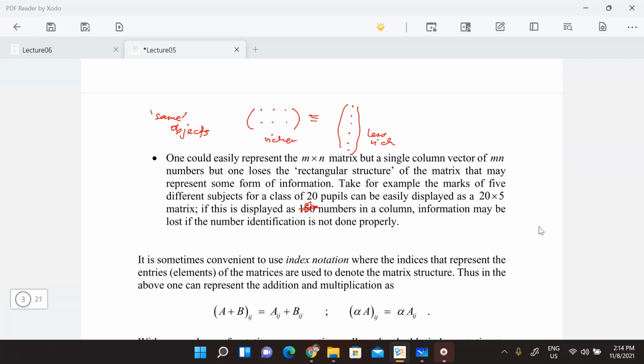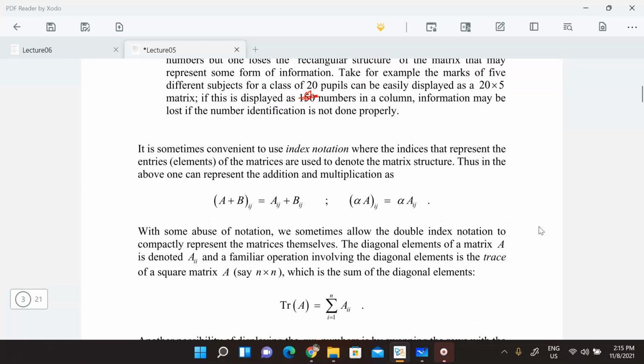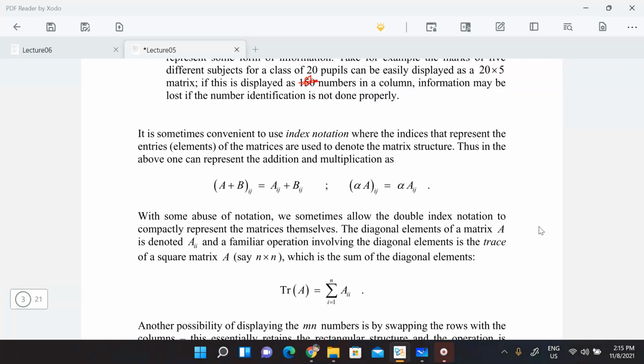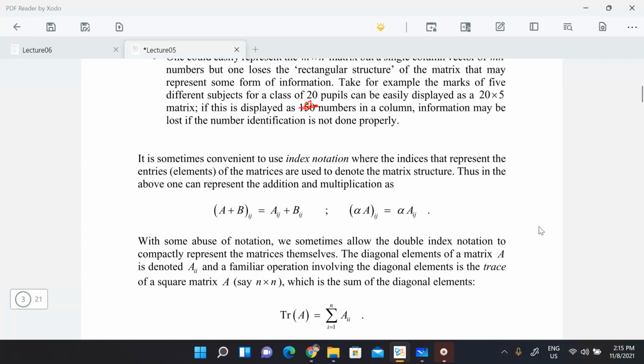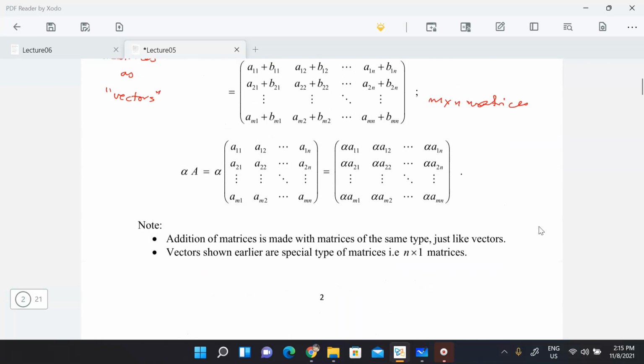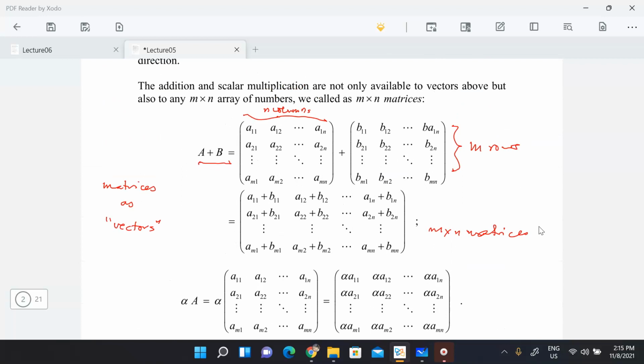The other thing one could try to do with matrices is to introduce the index notation. This is convenient, because the way you do things, for example, in the addition operation, you add the ijth component of your matrix A with the corresponding ijth component, and then you get the ijth component of the new matrix.